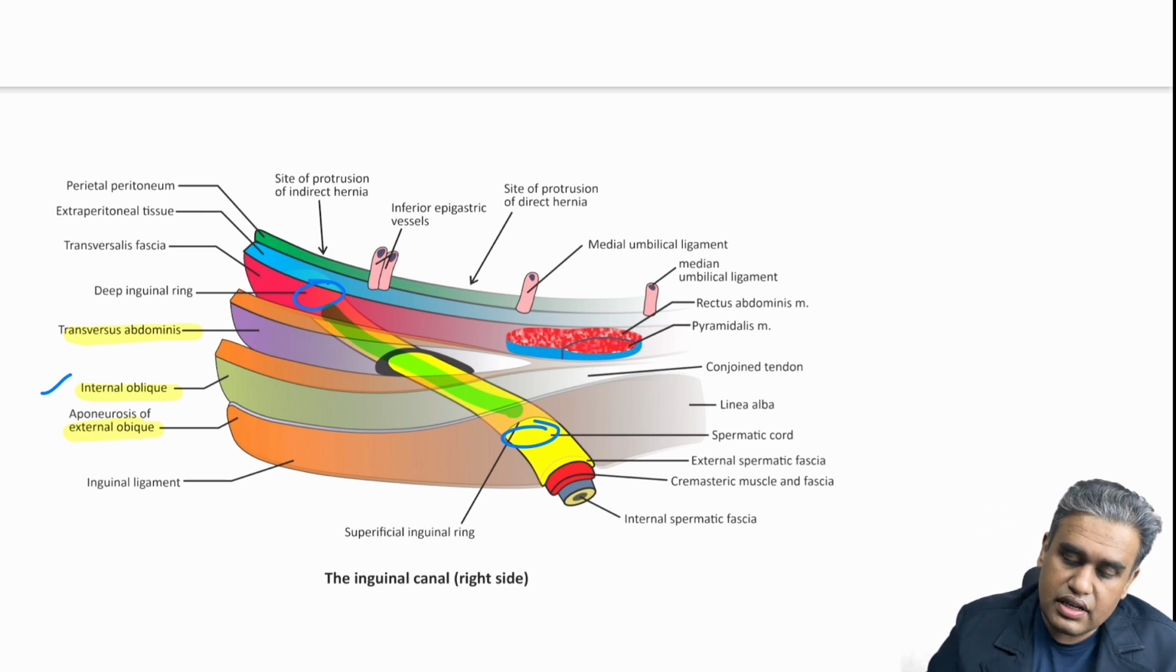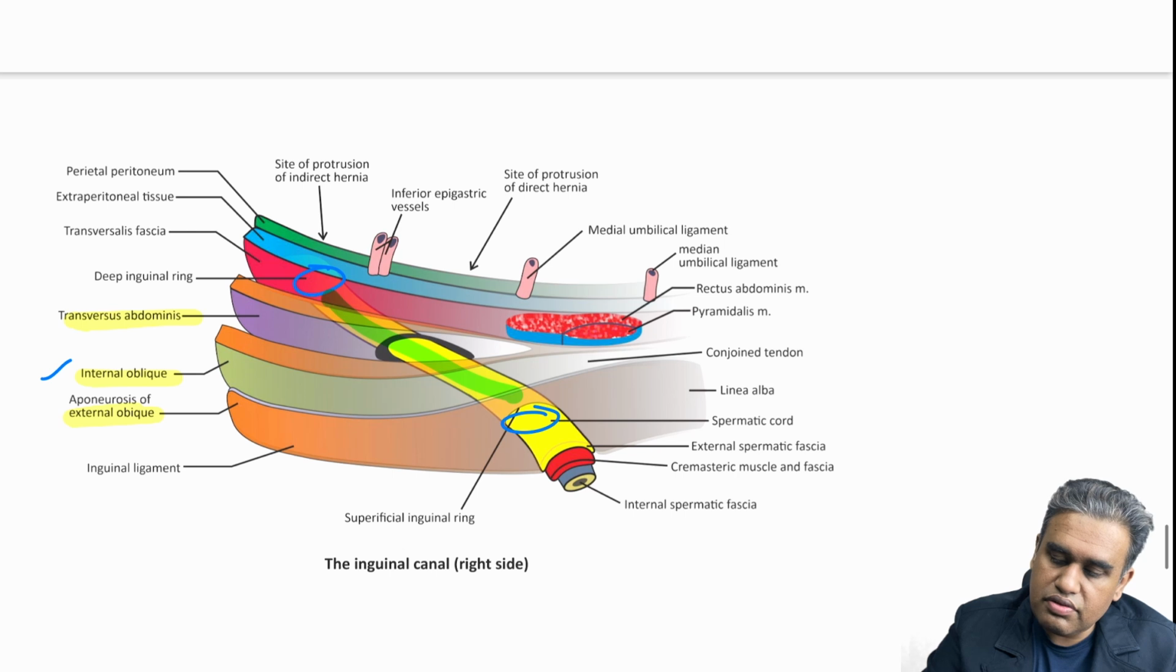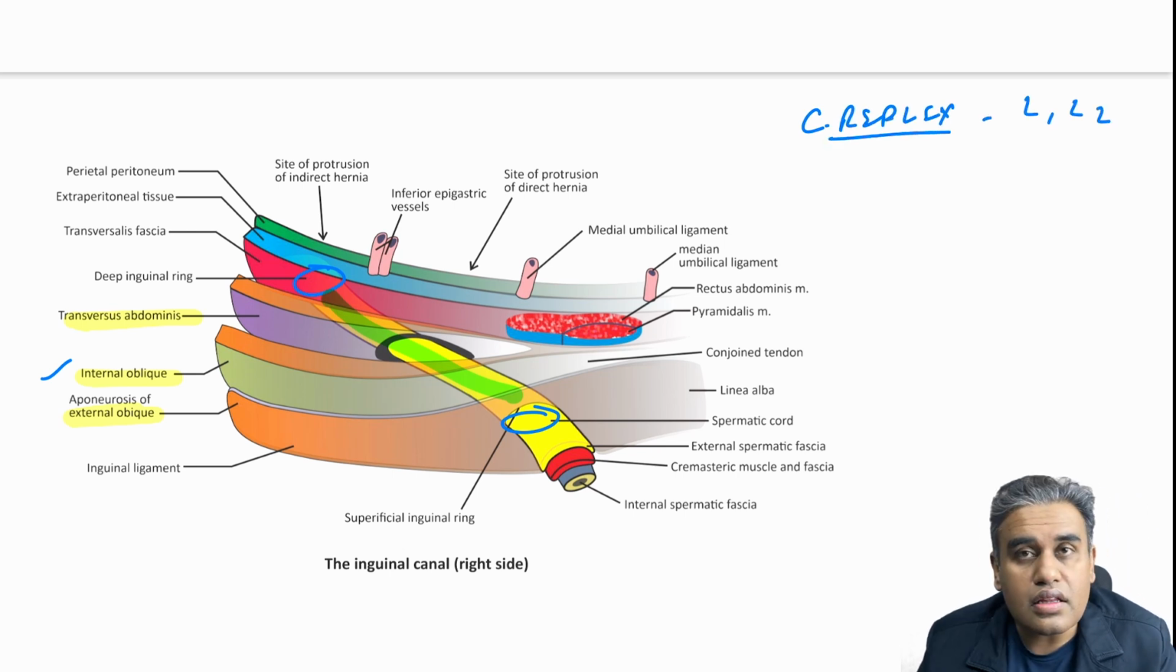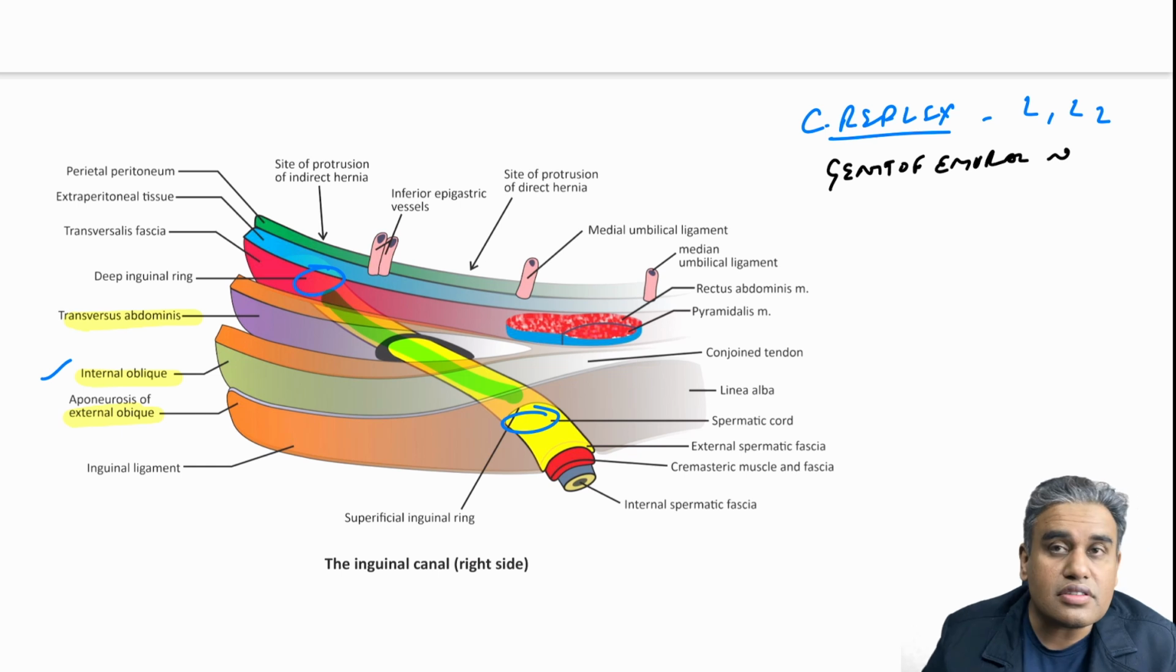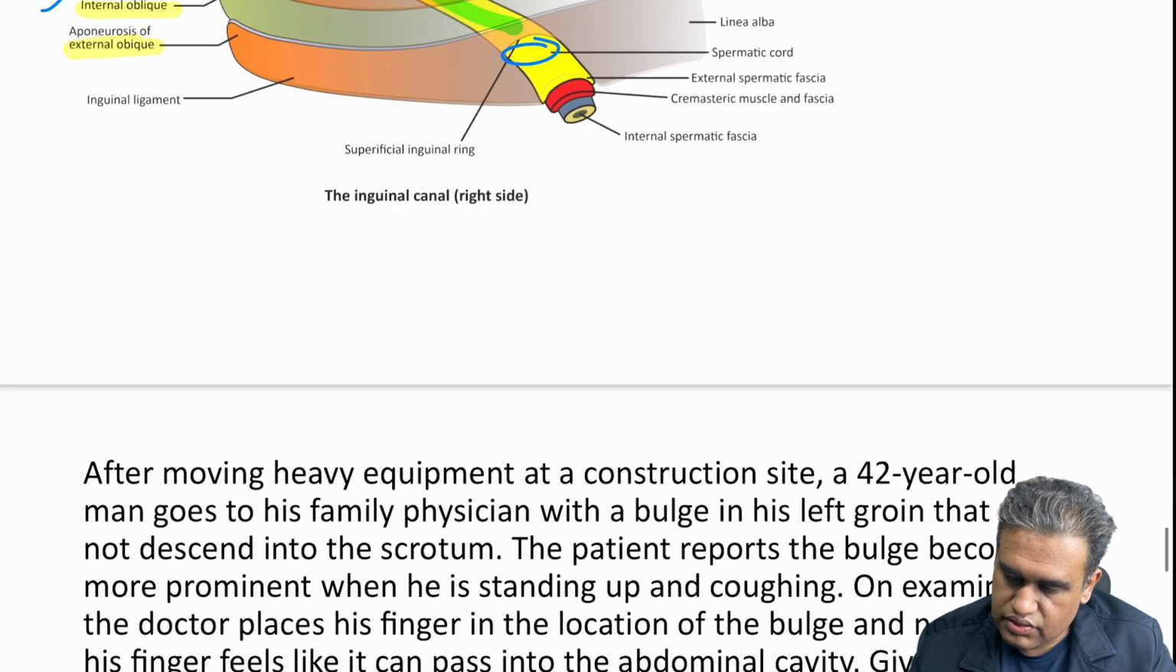For the cremasteric reflex, do remember that the root values that are checked are L1, L2, and the nerve being checked is the genitofemoral nerve, coming from the lumbar plexus. Let's see the next one.